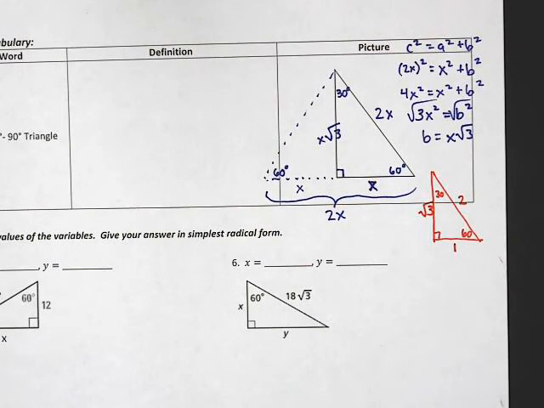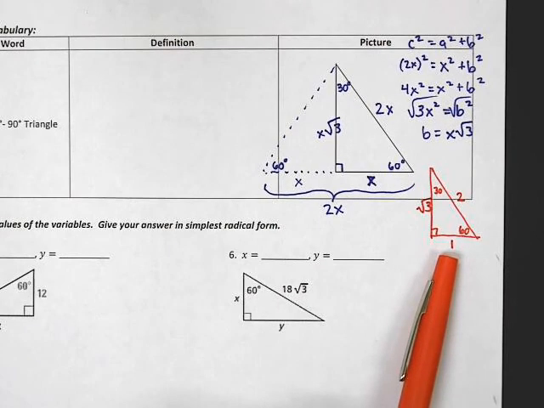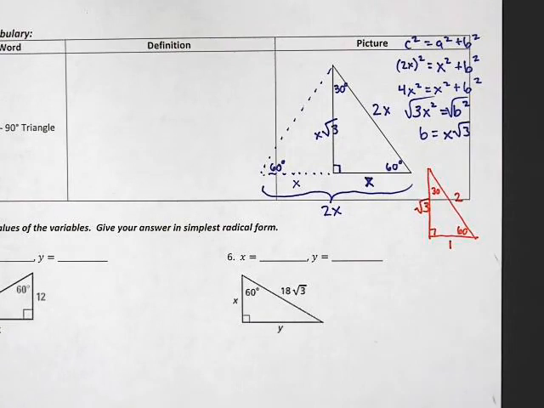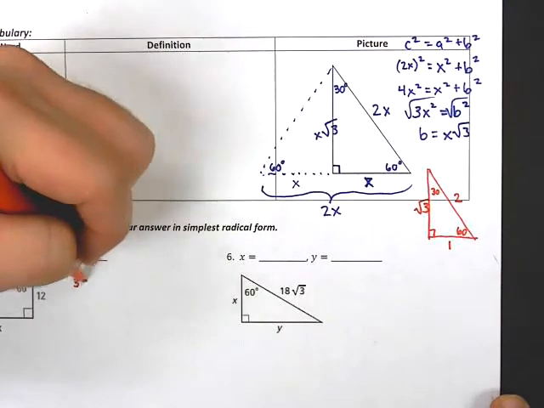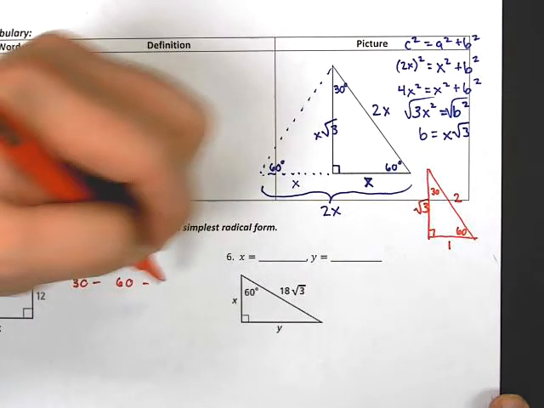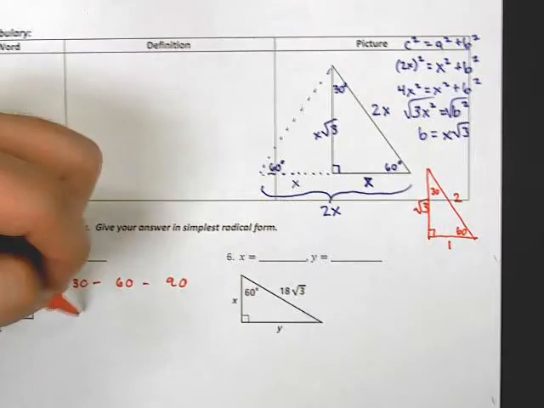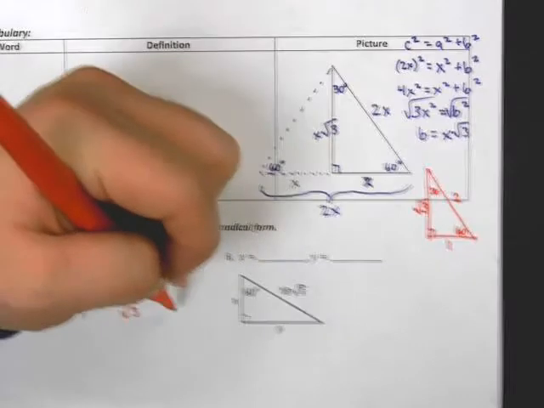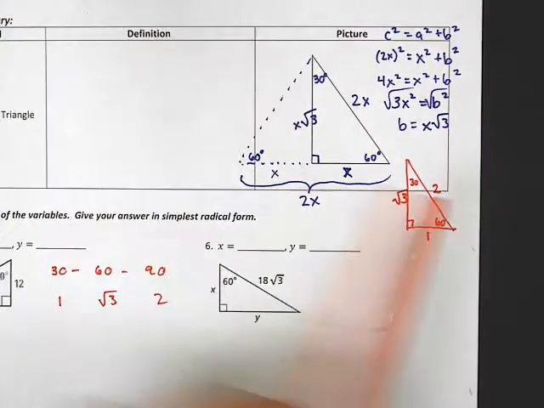Okay? So now I have my triangle that I can use forever and ever whenever I have a 30, 60, 90. It's going to look very similar to the 45, 45, 90, at least the setup, but the work's going to be different. So now, when I write 30, 60, 90, I don't put 1, 1, square root 2. I put 1, square root 3, 2, because those are the sides. 1, square root 3, 2.